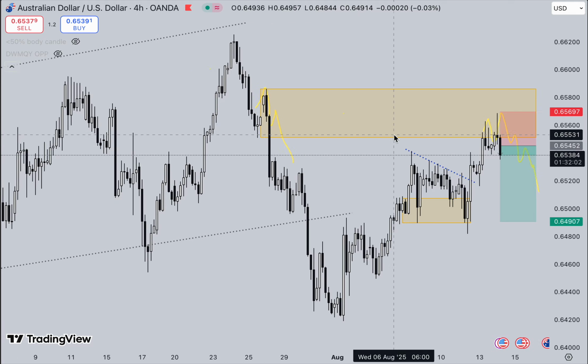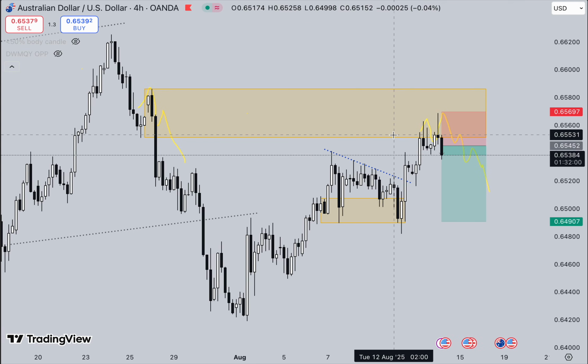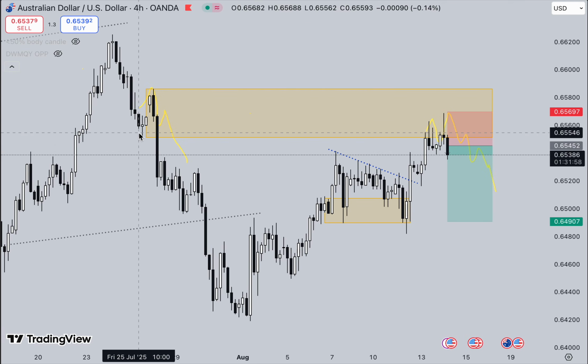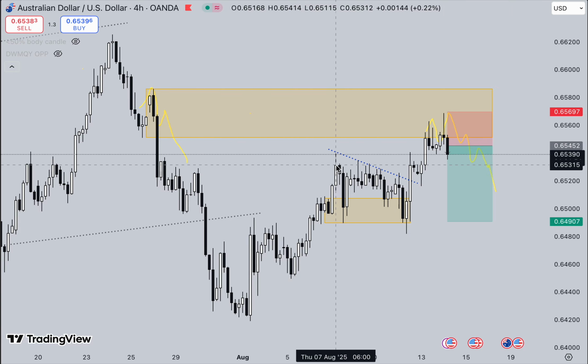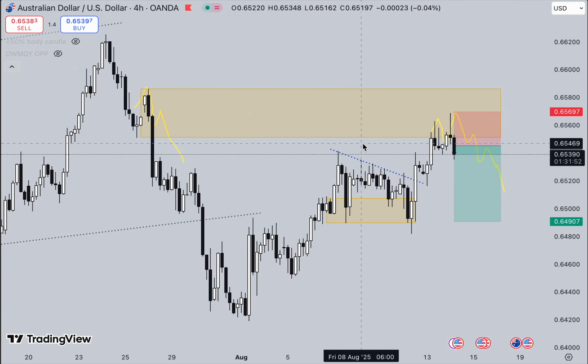Okay, and now for AUD/USD. For AUD/USD, as we've been waiting for all week long, basically since last week, or even 2 weeks now, what do we have?